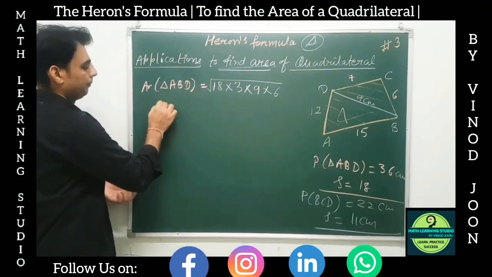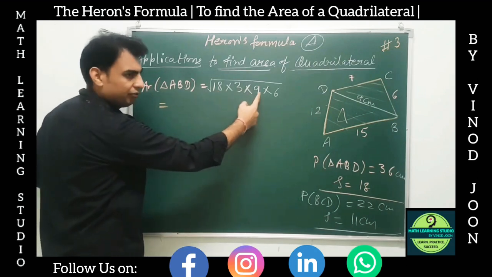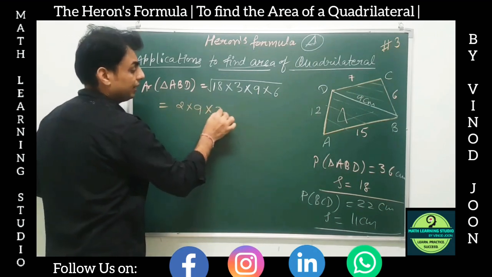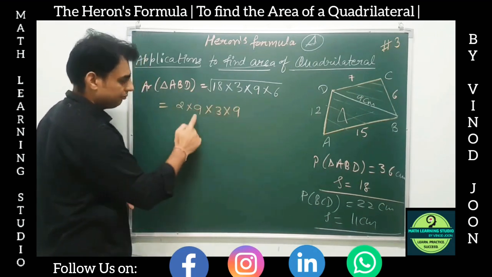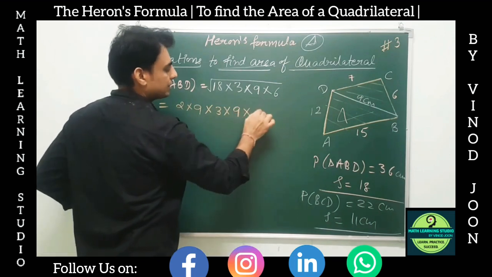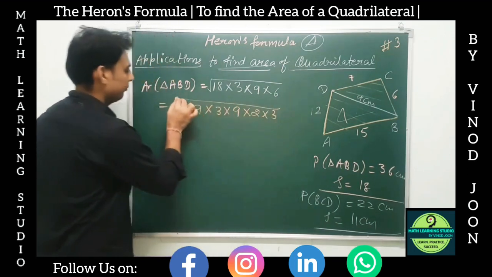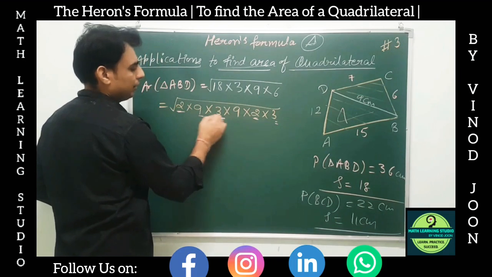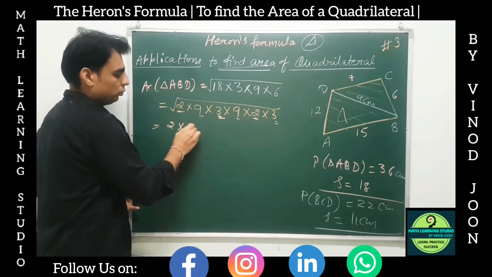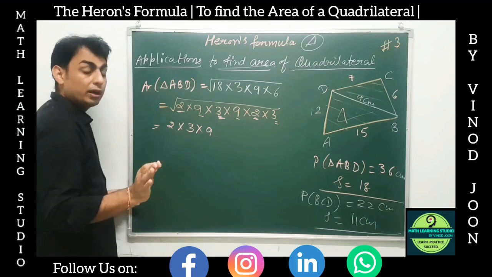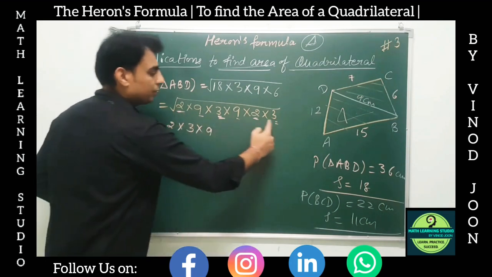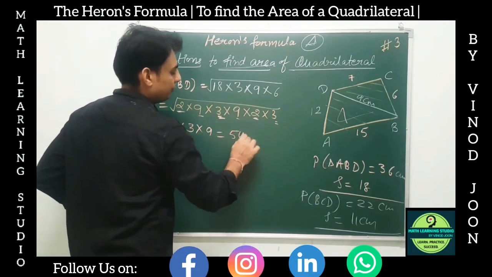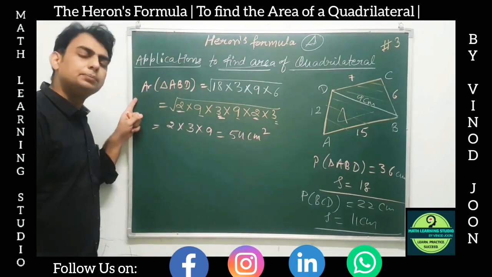Now factorize them. 18 can be 2 into 9. We have a 9 here, so this will work. So this will be 2 into 9 multiplied by 3 as it is, 9 I am leaving as it is because there is already a 9 there, and then 6 can be 2 into 3. What did we get? We got pairs: 2, 2, 3, 3 and 9, 9. So one 2, one 3 and one 9 come out, and the square root is completely found, because every number formed a pair and nothing was left. So 2 into 3 is 6, 6 into 9 is 54 centimeters square. This is the area of ABD.